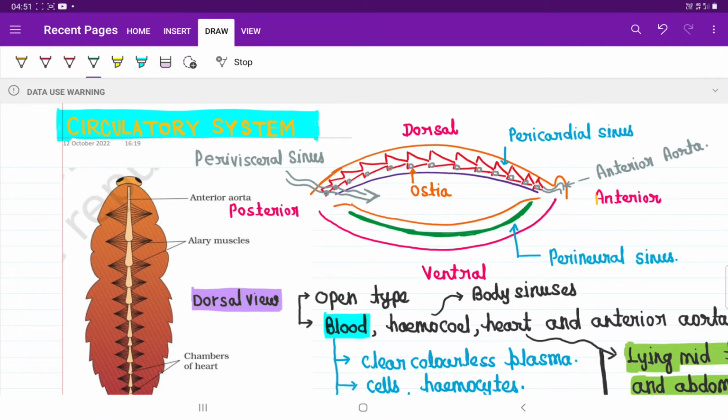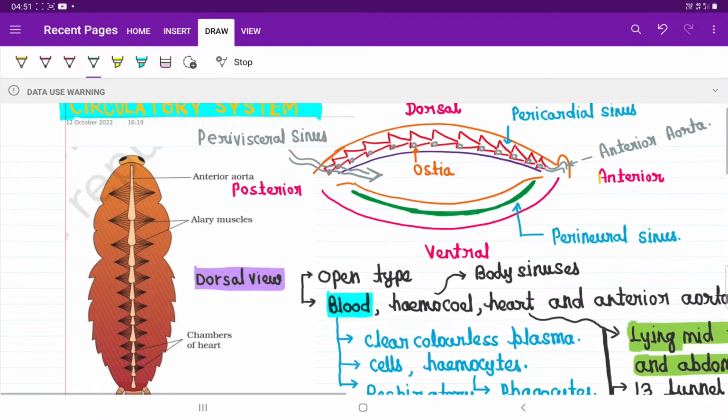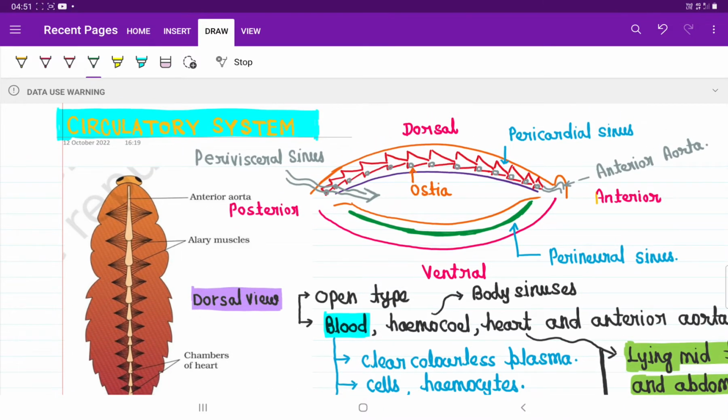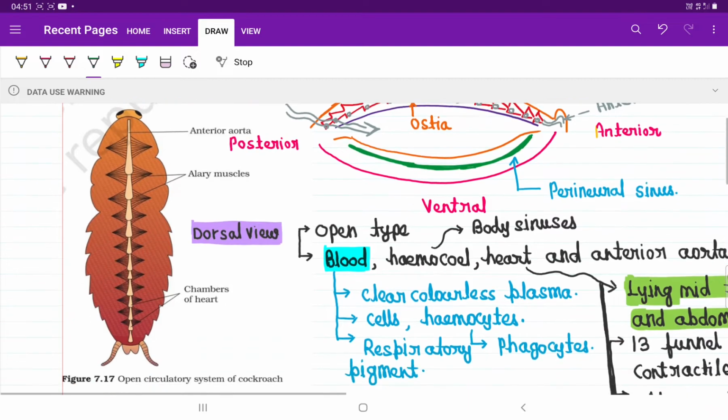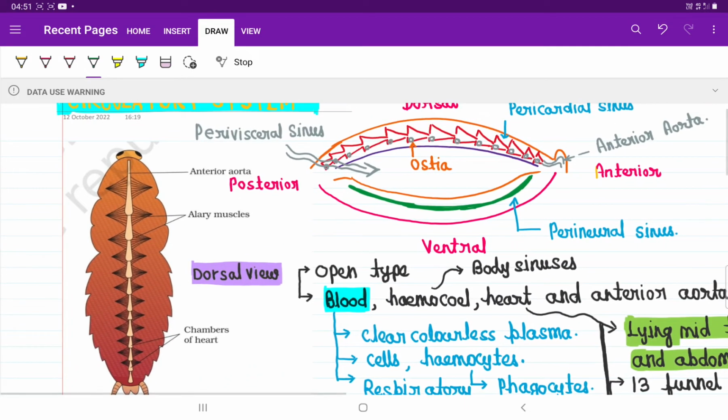Namaskar. In this video, we will discuss the circulatory system of the cockroach. So you all know that the circulatory system of the cockroach is of the open type, right?